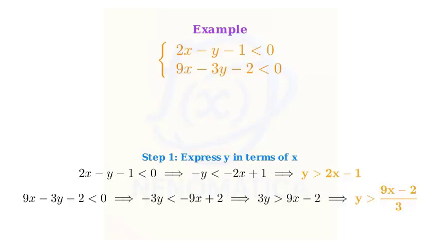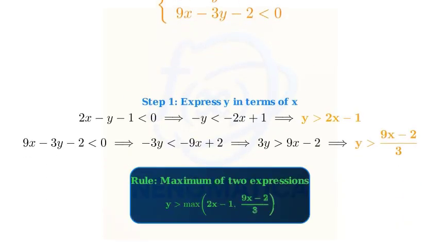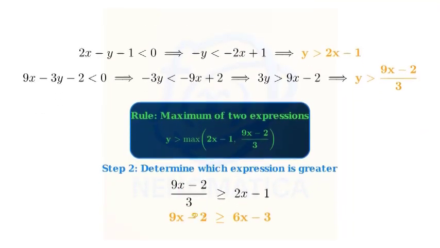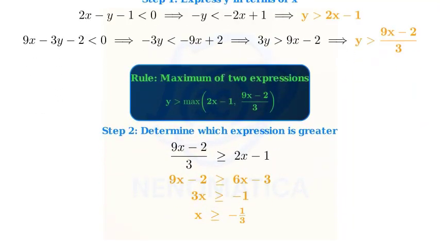Step 2. Since y must satisfy both, y must be greater than the larger expression. We use the maximum rule. To find which is larger, compare 9x minus 2/3 with 2x minus 1 by solving an inequality. We multiply both sides by 3, combine like terms, and isolate x.